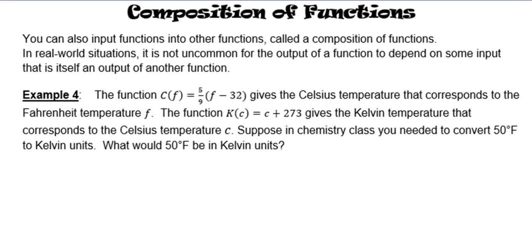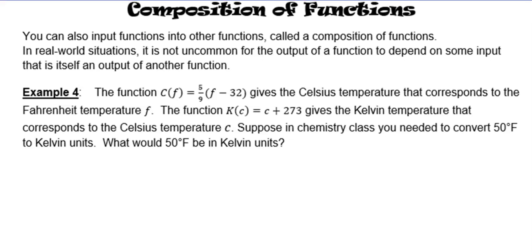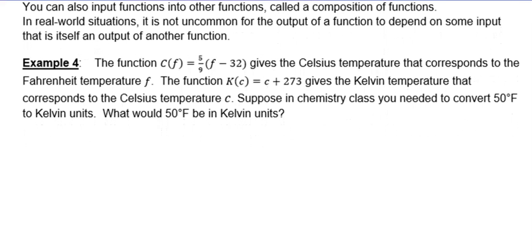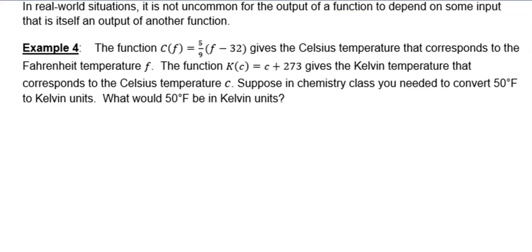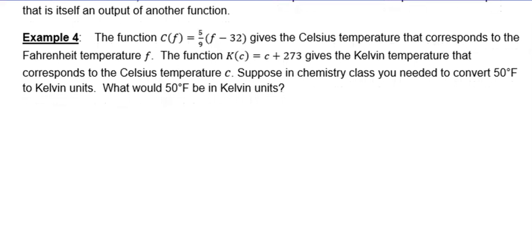So for example, example 4, the function C of F equals 5/9 F minus 32. And that gives the Celsius temperature that corresponds to a Fahrenheit temperature of F. So remember, C of F just means that's the name of the function. It's the Celsius function, and it depends on the Fahrenheit temperature. Then we have a function, the K function, and K of C equals C plus 273. And that gives the Kelvin temperature that corresponds to the Celsius temperature C.